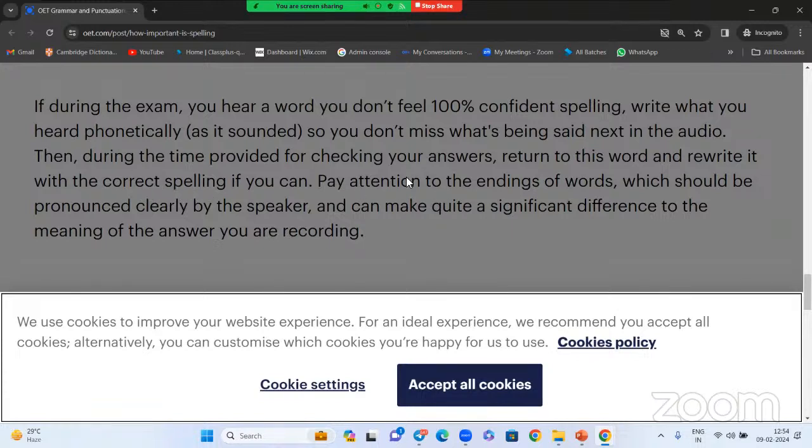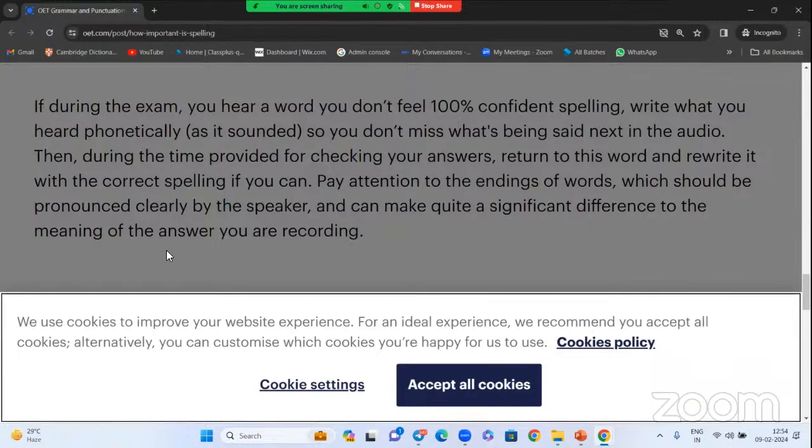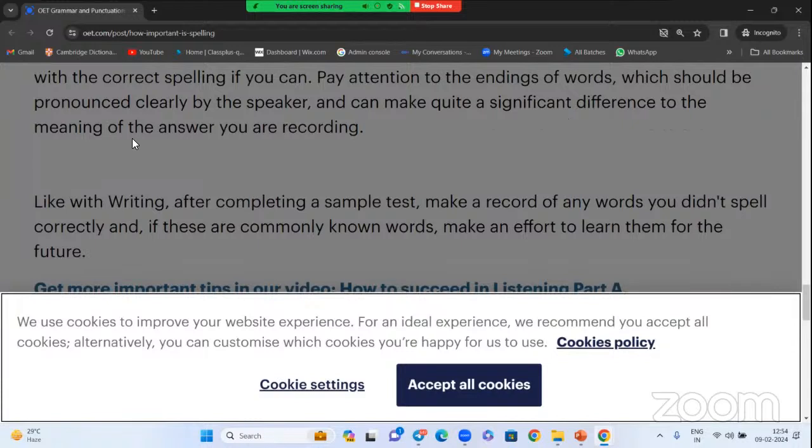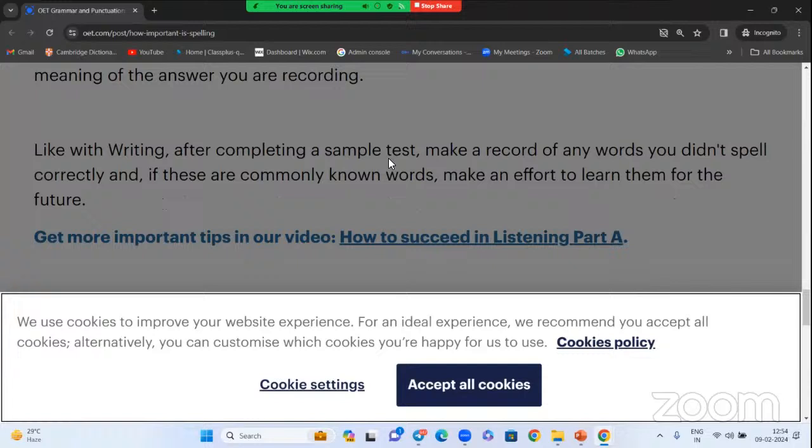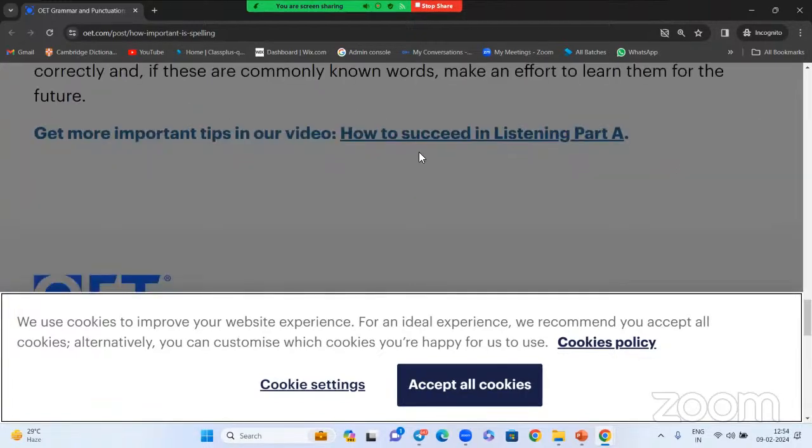Correct spelling. Don't listen to any Tom, Dick, and Harry. I tell you once again, the word should be pronounced clearly by the speaker and can make quite a significant difference to the meaning of the answer. So if you do not write it properly, the meaning will be distorted and you'll be penalized. So I don't need to tell you further.